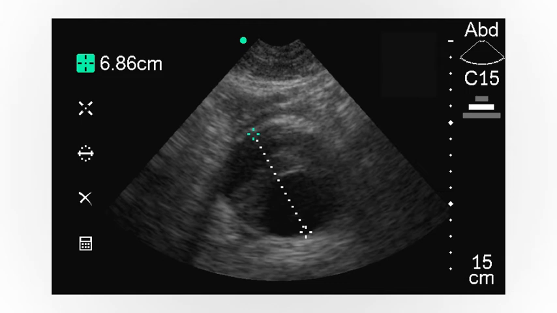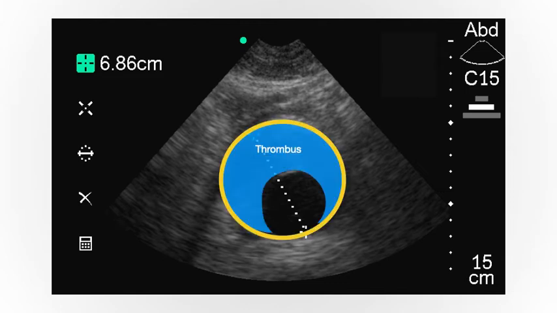This image also shows the importance of measuring the outer walls. What you are seeing in this image is a mural thrombus. So if you were just measuring the lumen size, you may miss that this is a huge aneurysm with a thrombus.